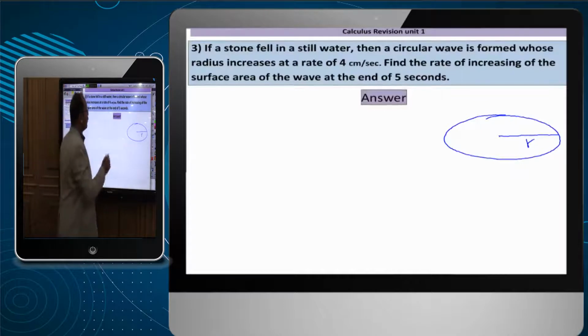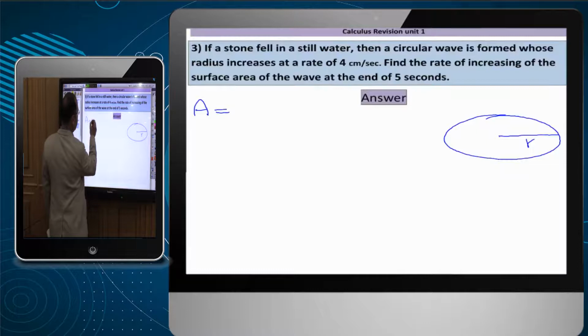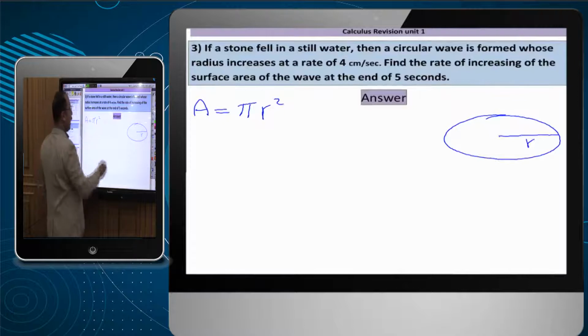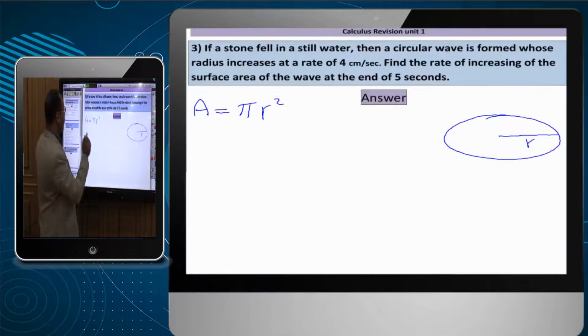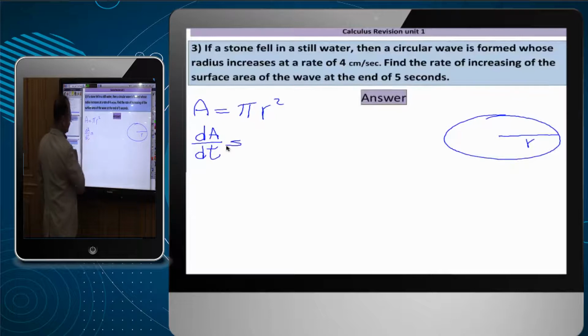The time rate for the area comes from a relation between the area and the radius. It is obvious that the area equal pi r squared. This is a relation that connects the area and the radius. Now we want to find the rate, the change of the area through the change of the time. This comes from the differentiation with respect to the time. We will differentiate each side with respect to the time as dA by dt equals.